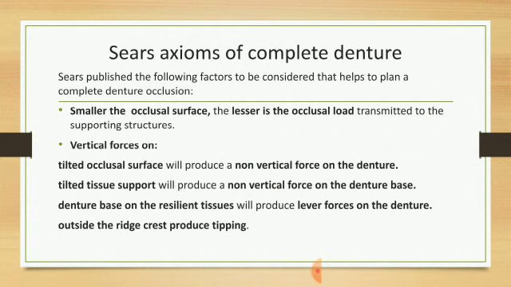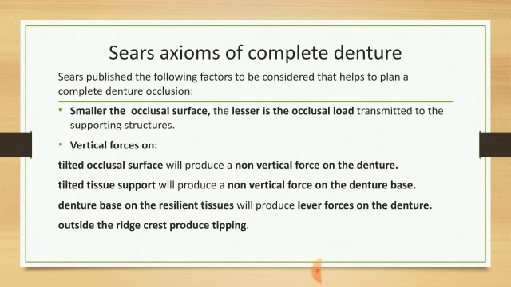Next we move on to Sears axioms of complete denture. Sears published the following factors which are to be considered that help to plan a complete denture occlusion. First of all, Sears has stated that we should keep the occlusal surface of the teeth smaller, because the smaller the occlusal surface, the lesser would be the occlusal load which would fall on the supporting structures. It's not necessary that we should keep the occlusal surface similar to that of natural teeth, because our natural teeth are a bit larger than our denture teeth. So we should keep the occlusal surface of the denture teeth smaller in order to avoid excessive load over the supporting structures.